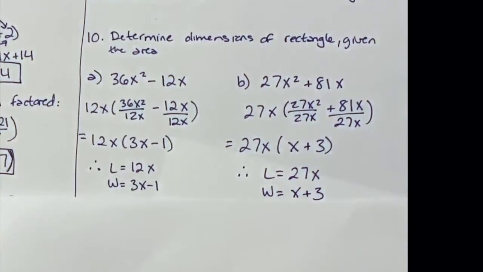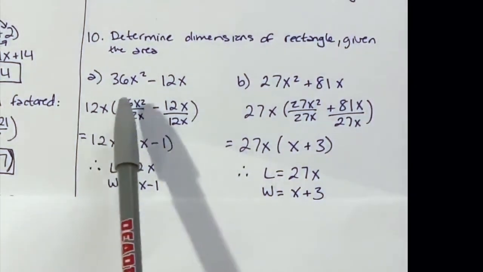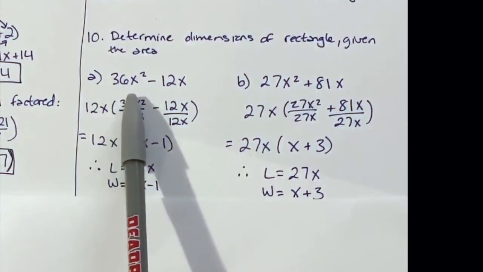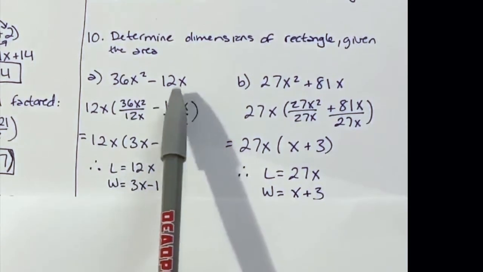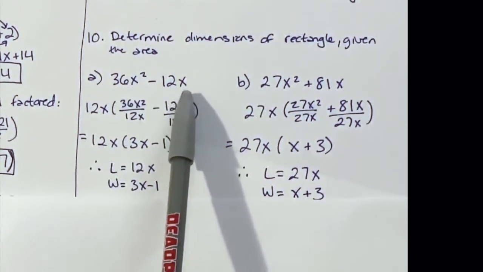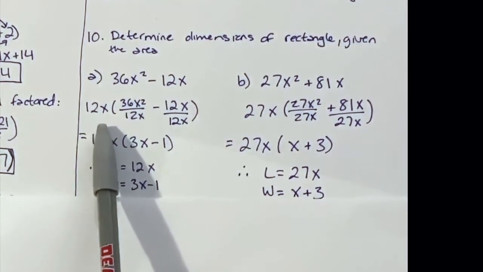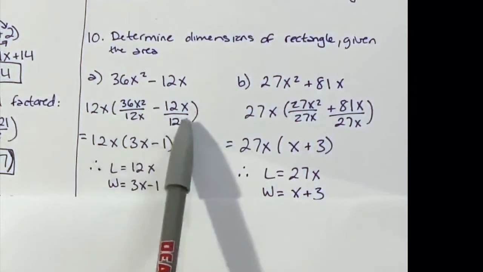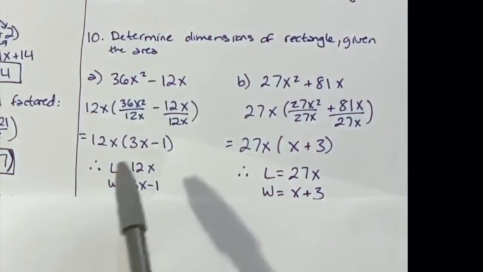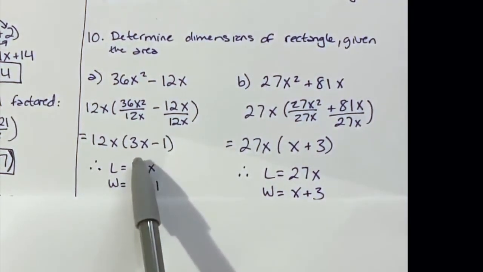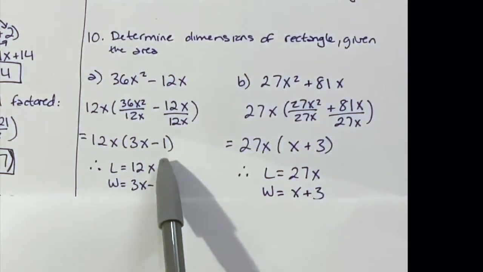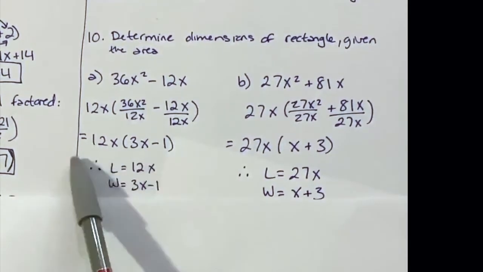36x squared minus 12x. Again, we've only got 2 terms, but still we're going to take out our greatest common factor. The greatest common factor between 36x squared and negative 12x, so the biggest thing is 12x. So if I take out 12x, divide both terms by that, what do I have left over? Well, I have 3x and I have a negative 1. So this is as far as this can factor.